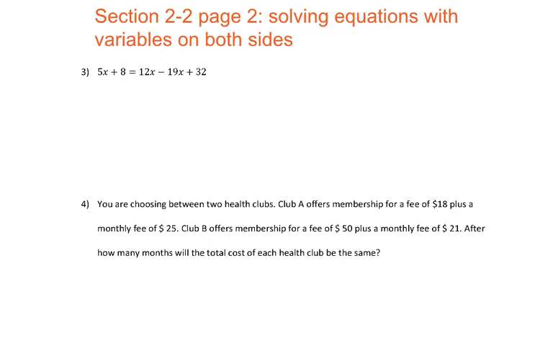Hi there. This video is a continuation of our notes on section 2.2, which is solving equations with variables on both sides. This is page 2 of those notes. So we have learned that the first thing that we want to do when we solve equations is look for using the distributive property. We haven't gotten to that part yet, so we're going to skip over that. The second thing we want to do is combine like terms when they are on the same side.